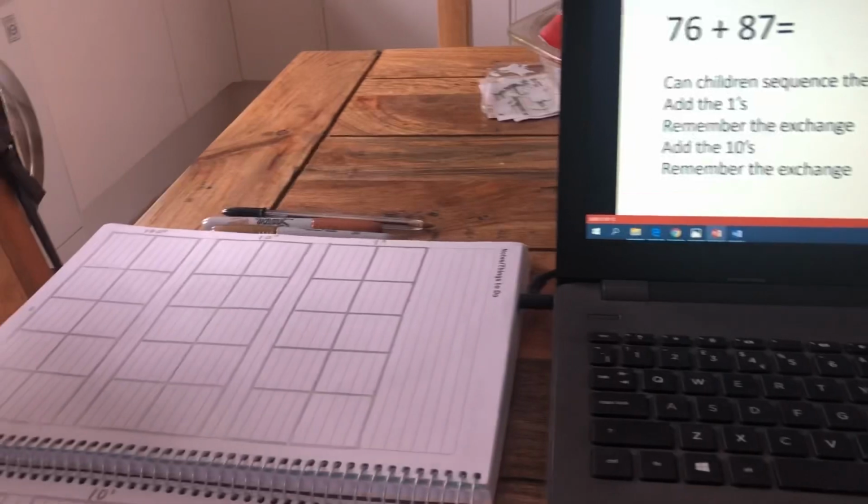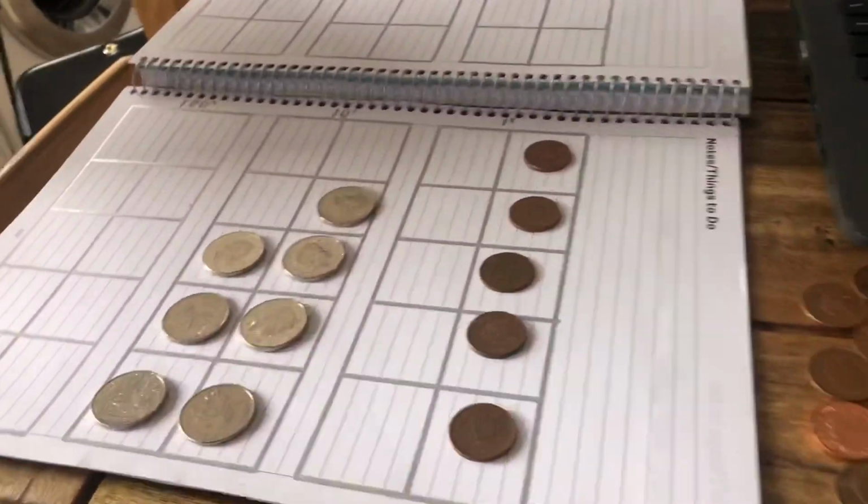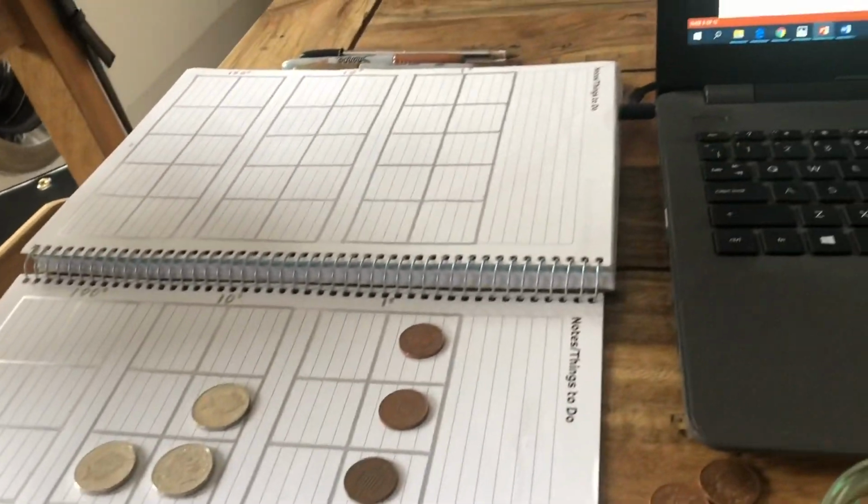First thing, I don't need any pound coins just yet. I've got 76 there now. And I need 87.